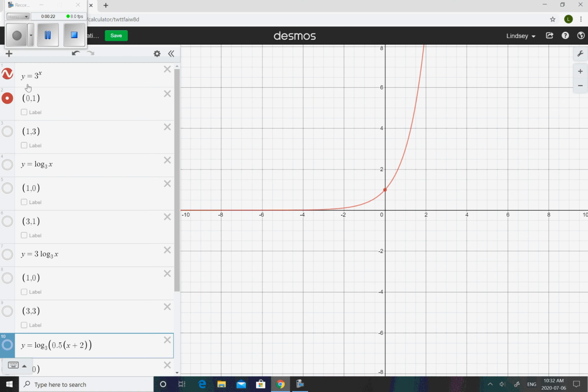For our function y equals 3 to the x, if I plug in x equals 1, then 3 to the 1 is 3. So my y equals 3, and I'm given the point (1, 3). So that's going to be another point that we're going to see what happens with when we transform it.